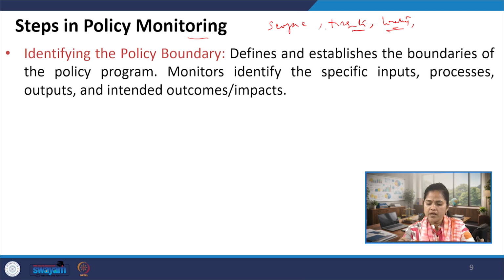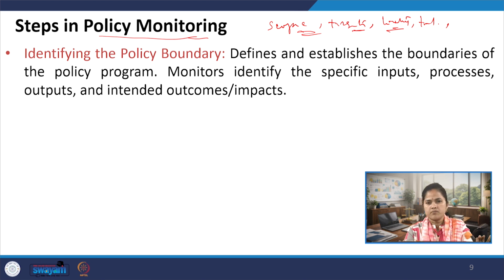and also what are the specific inputs or tools that are required in this particular situation where the policy is going to be implemented, and who are the targeted audience or the targeted stakeholders or beneficiaries where this particular policy is going to be implemented or has already been implemented, okay, or the implementation is in progress. Okay. For policy monitoring, the first step is to identify the policy boundary.